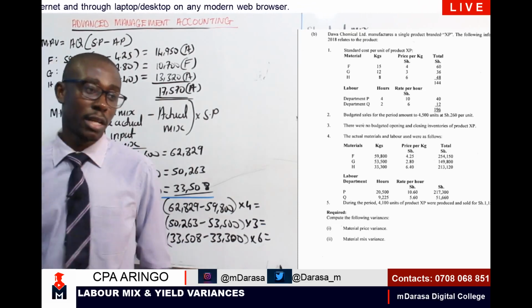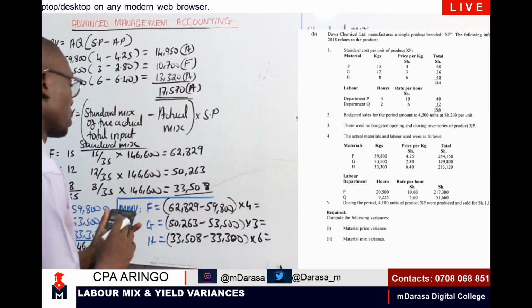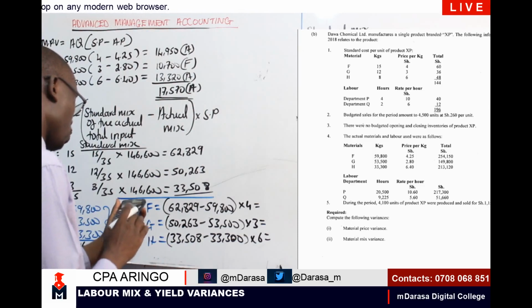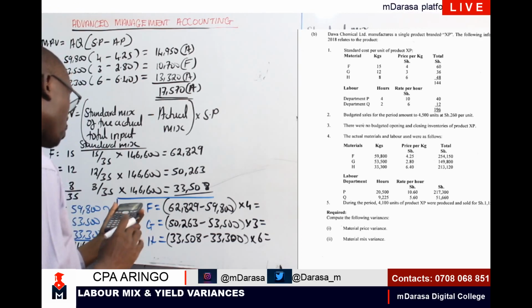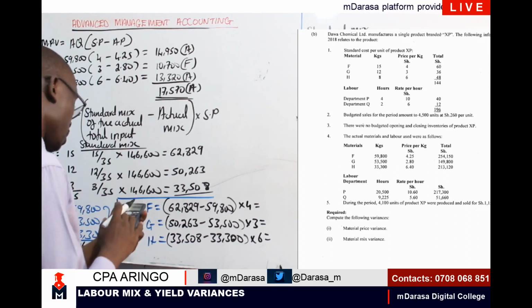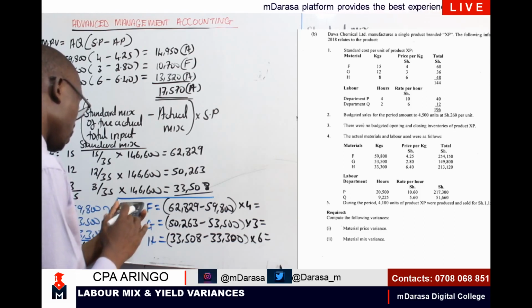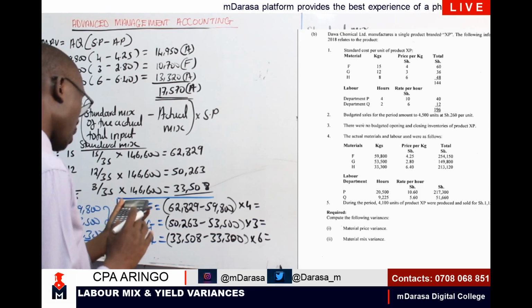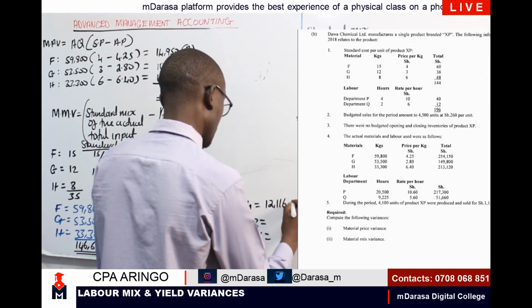Where my material mix variance, confidently, I can say the first one should give us 62,829 minus 59,800, times 4. I'm having a favorable variance of 12,116.